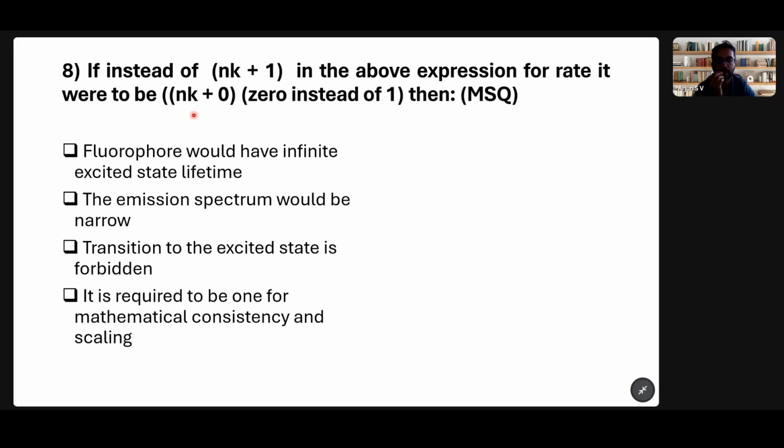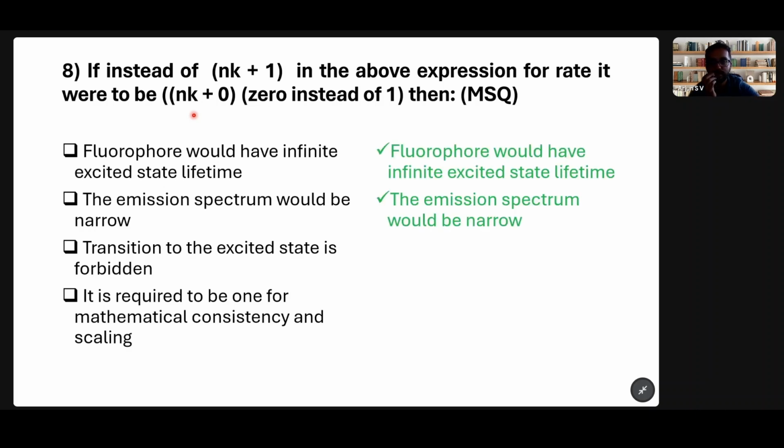In addition to that, whenever you excite across a spectrum of wavelength, all the wavelengths will not pick up any signal because there won't be any spontaneous emission happening in those energy levels. So the correct answers are options 1 and 2, where the fluorophore will have an infinite excited state lifetime and the emission spectrum will be narrow.